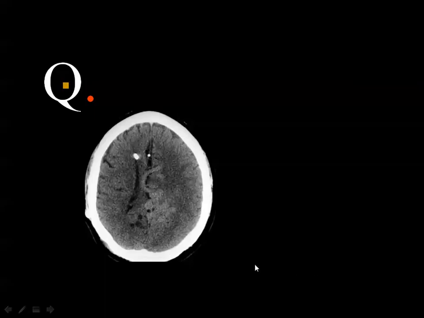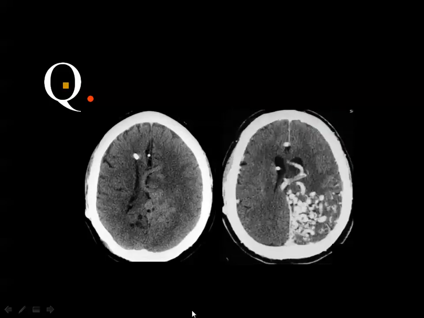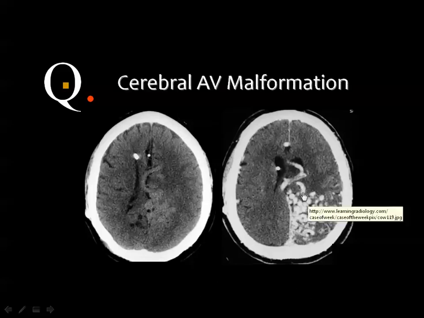Yes, this is a CT scan without contrast showing what looks like a vessel here after injection of contrast, and you see that this is, what is the diagnosis? Yes, an arteriovenous malformation with multiple dilated tortuous serpiginous enhancing vessels.